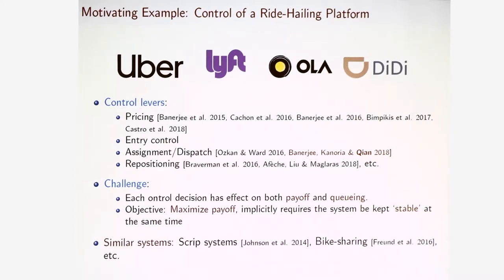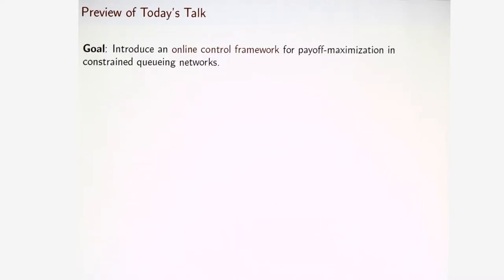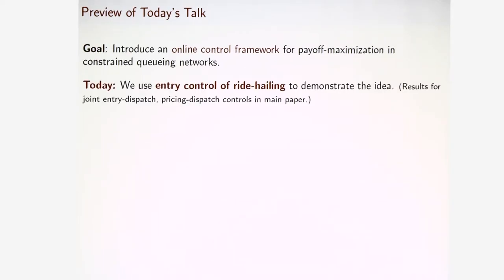There are many other systems with the same flavor of trade-off between payoff and queuing effect, including scrip systems and bike sharing. If I have time, I'll briefly talk about these examples by the end of the talk. So here's a preview of today's talk. I'm going to introduce an online control framework, which we call mirror backpressure, for payoff maximization in constrained queuing networks. And we'll use the entry control of ride-hailing as a pedagogical example to demonstrate the idea. In the full paper, we also have results for joint entry dispatch control and joint pricing dispatch control.